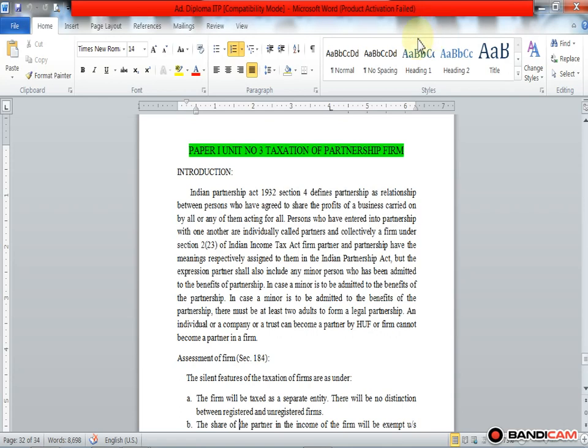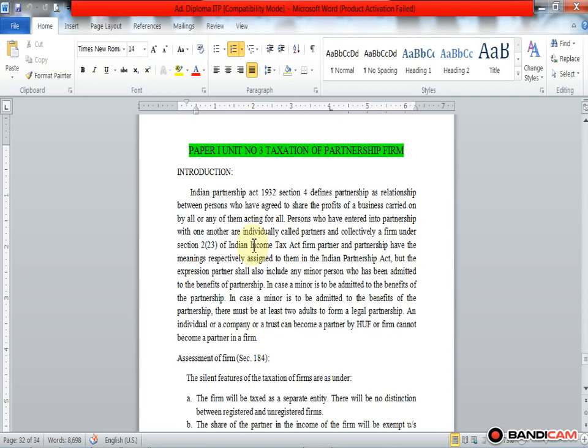in a firm. Okay, so partnership means, according to the Indian Partnership Act 1932, Section 4, a relationship between persons who agree to share the profits of the business carried on by one acting for all. Okay, one acting for all is called a partnership firm. Persons who have entered into partnership with one another are individually called partners.